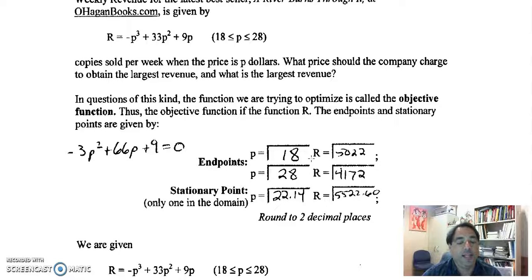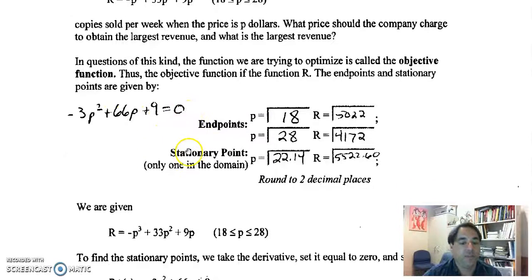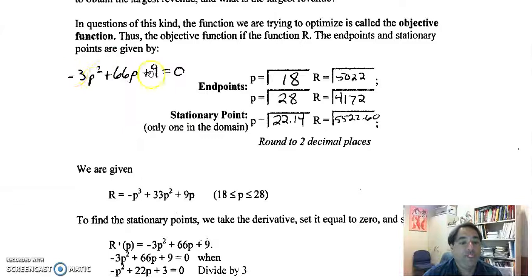What price should the company charge to obtain the largest revenue, and what is the largest revenue? Okay, so again, we're trying to find the largest revenue. There's your clue that we're trying to find extrema. So we're going to do stationary, singular, endpoints. So we take the derivative. The derivative of negative p cubed plus 33p squared plus 9p would be negative 3p squared plus 66p plus 9 equals 0. Okay? Now, unfortunately, this doesn't factor nicely, so you'd have to do a quadratic formula where a is negative 3, b is 66, and c is 9.